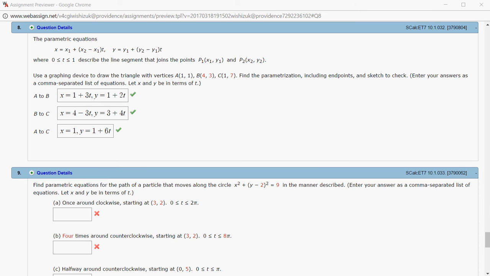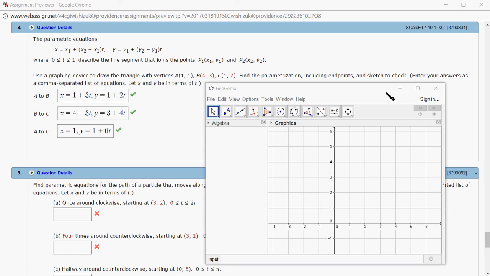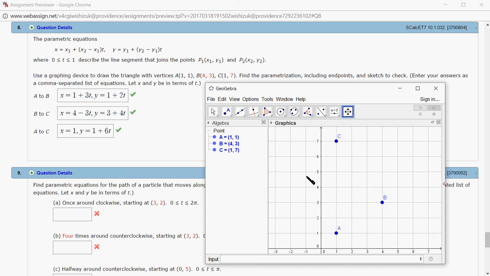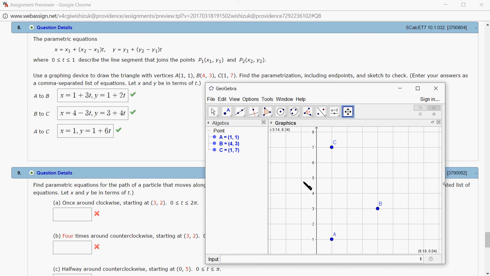I'm going to bring out GeoGebra. We have to type in those points. So you have 1, 1. Hit enter. We got A. B is 4, 3, so we type in 4, 3 and hit enter. And C is 1, 7. Type 1, 7 and hit enter. We probably have to move this a little bit so that we can see all three points. All right, so we have all three points.